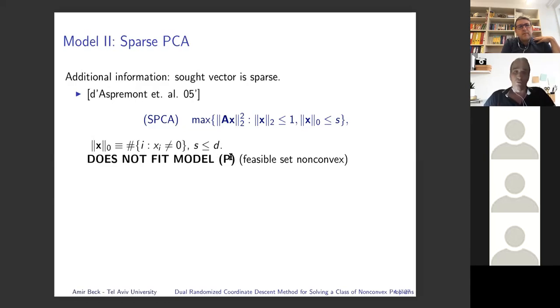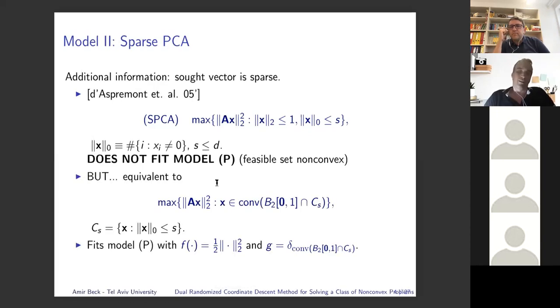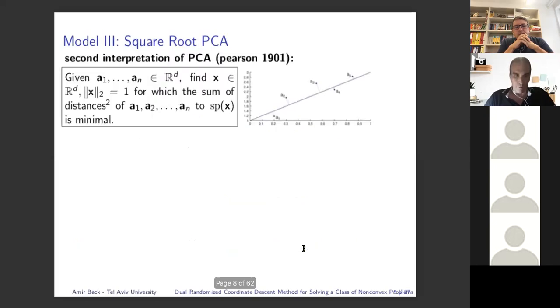But the problem here is that it doesn't fit the model P, because we do want to assume that the feasible set is convex. So if I write G to be the indicator of the intersection of the L2 unit ball and the L0 ball, then it doesn't fit because G is not convex. But again, exactly like I said before, it's equivalent to maximization over the convex hull of the intersection of the L2 and L0 balls. So yes, it does fit the model P with F equal to half the L2 norm squared. And again, at least I'm consistent, I forgot the half in the problem formulation. And G is the indicator of the convex hull of the intersection of the L2 ball and the L0 ball.